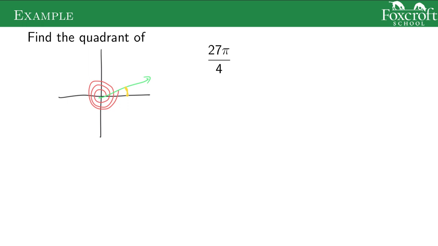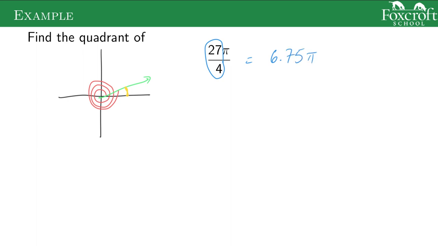So what I can do is get rid of all the extra rotations and look at a smaller angle. So we're going to start off the same thing. I'm going to look at 27 over 4. 27 divided by 4 is 6.75. So this is 6.75 pi.